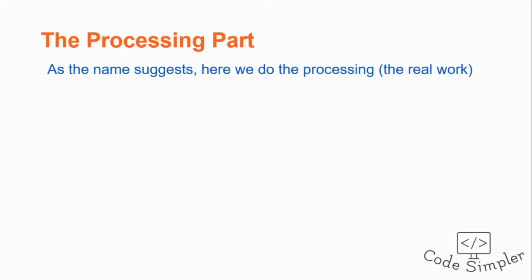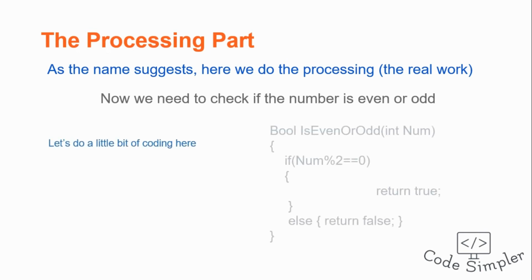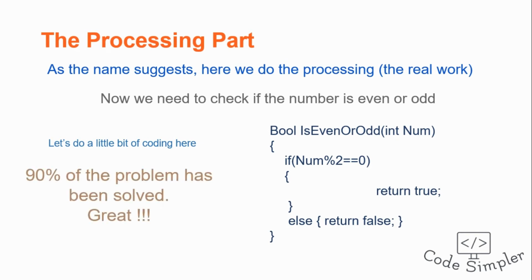The processing part, as the name suggests, is where we do the processing, the real work. Now we need to check if the number is even or odd. Let's do a little bit of coding here. As you can see, a function on the screen tells us if the number is even, it returns true, and if the number is odd, it returns false. It's a very simple function. Well, 90% of the problem has been solved.